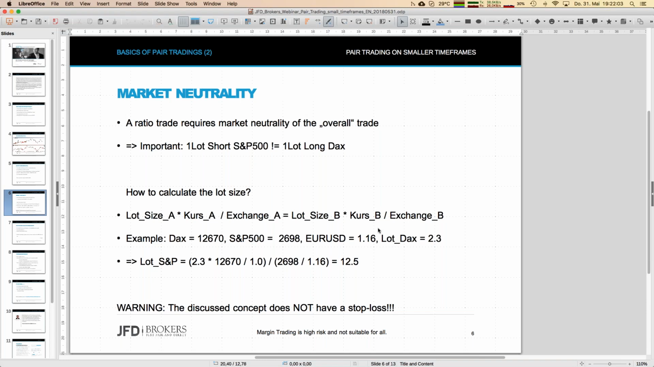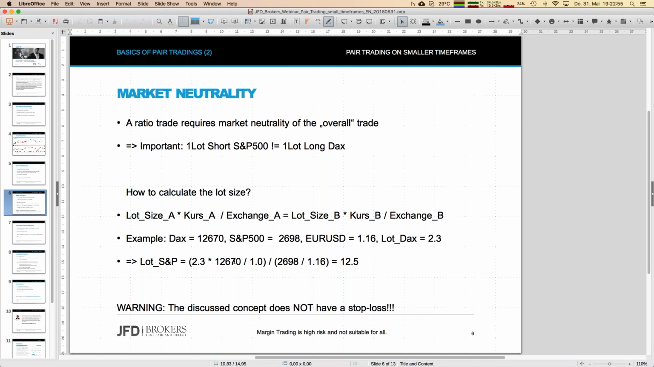On the right-hand side, we have the same calculation. Lot size of the other pair, so let's call it B, or later it will be the S&P 500, times the price of B divided by the exchange rate. And now it becomes important, because the S&P 500 is priced in dollar. So that's one part of why one lot S&P 500 is not equal to one lot in the DAX. There are two elements: the price itself, and the currency. The S&P 500 is priced in dollar, and the DAX is priced in euro.